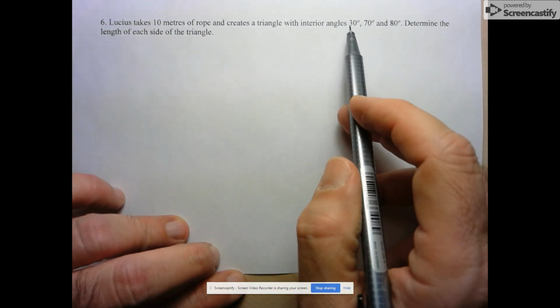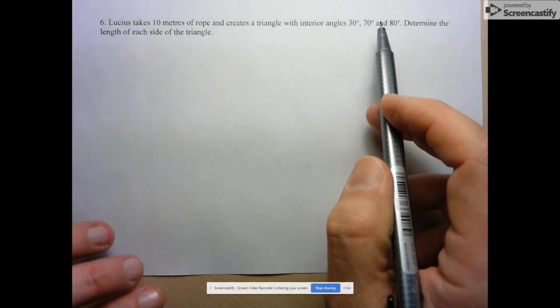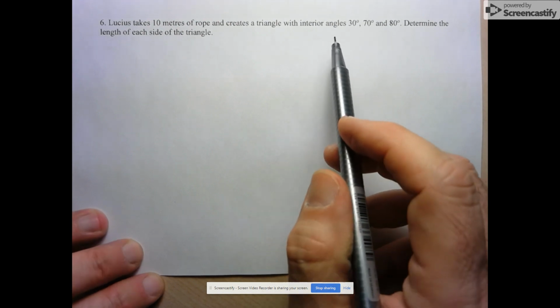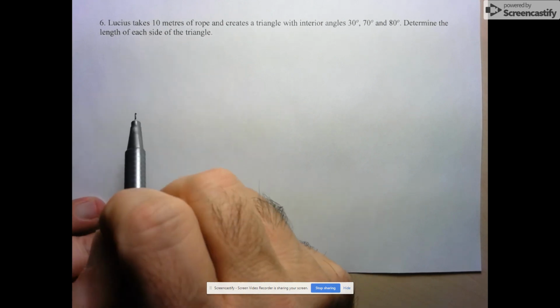So first of all, notice that if I'm only given the interior angles, we know that that's not enough information to solve the triangle, to determine the lengths of the sides. But they do give us this extra piece of information, so hopefully it will be enough.